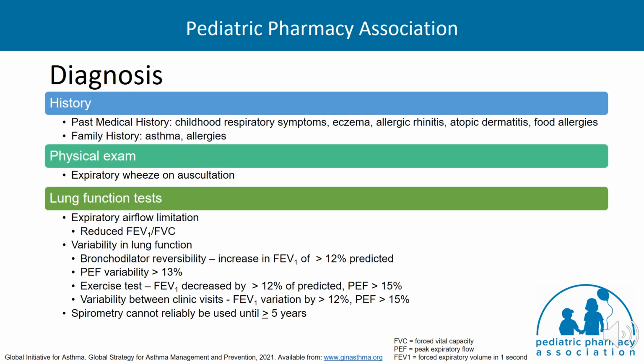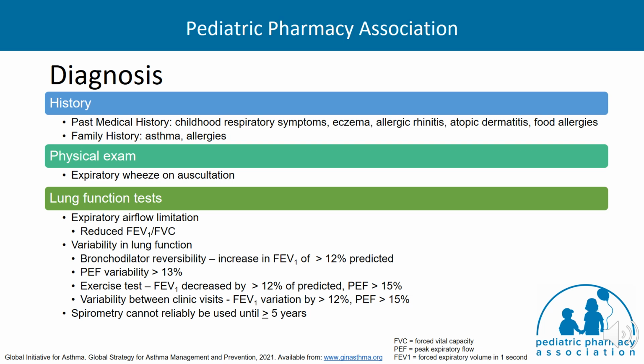When a patient is diagnosed with asthma, a physician will consider three separate categories. First is the patient's past medical history for childhood respiratory symptoms, eczema, allergic rhinitis, atopic dermatitis, and food allergies, as well as a patient's family history for asthma and allergies.